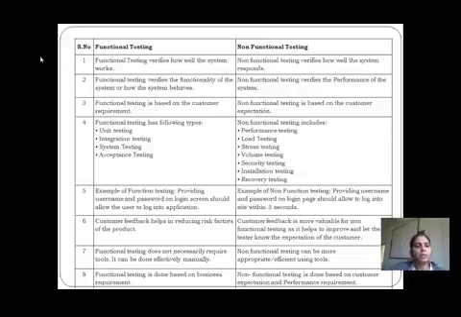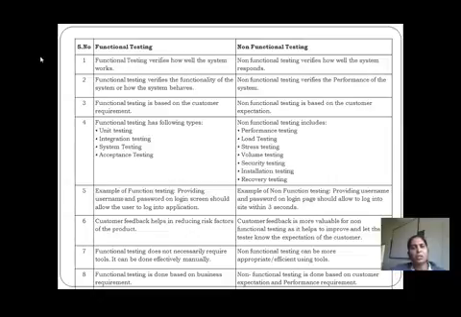Now what is the first difference between the functional and the non-functional testing? The functional testing verifies how well the system works. Now what does it mean? When we are doing functional testing, we are going to verify the system in accordance with the customer's requirement, which we collected from the requirement analysis phase. So that is the functional testing.